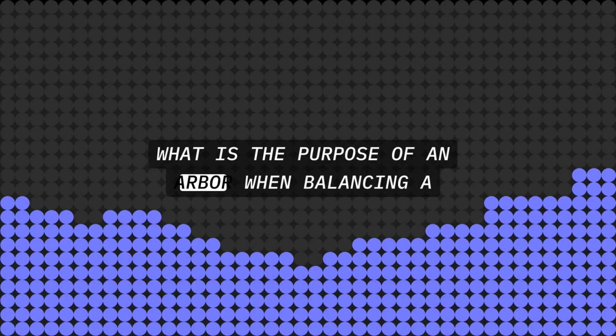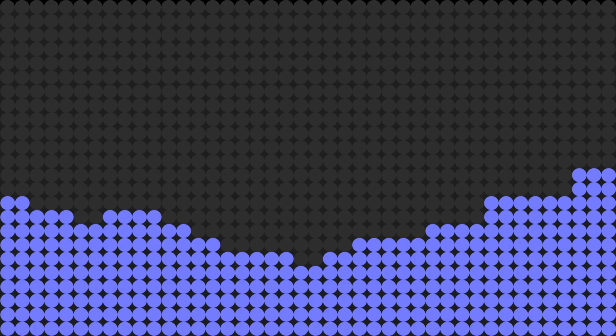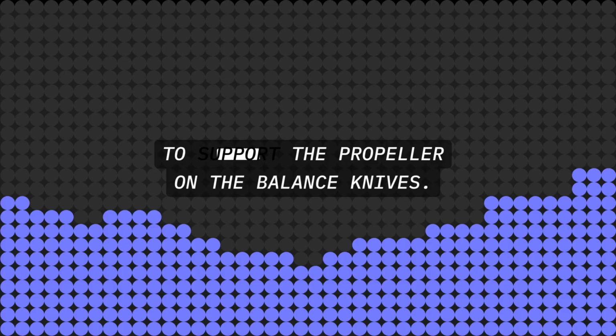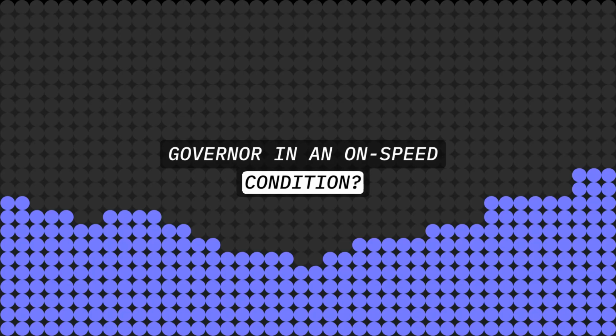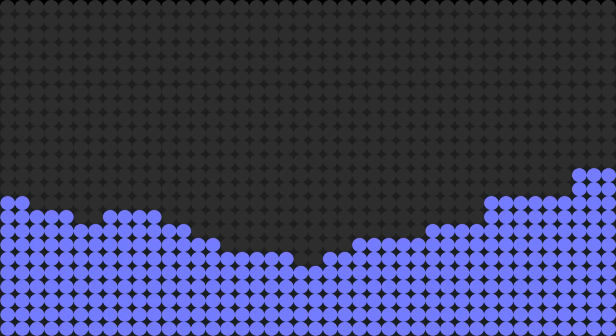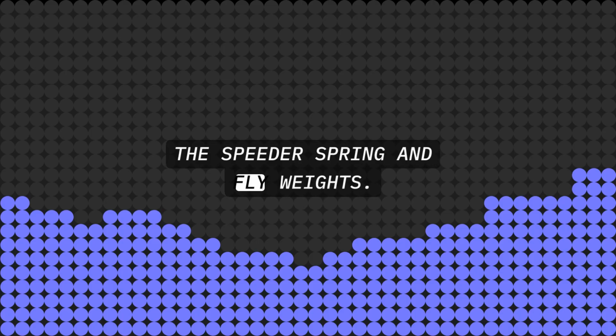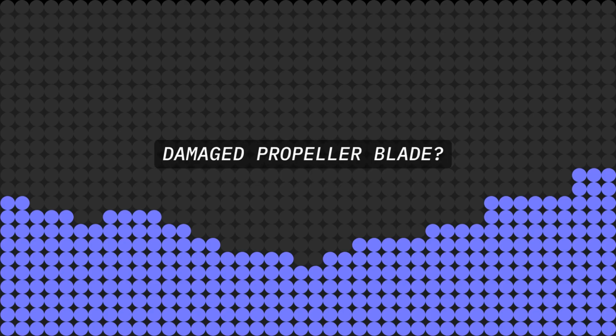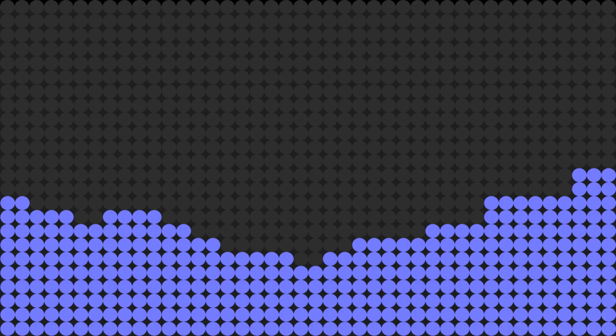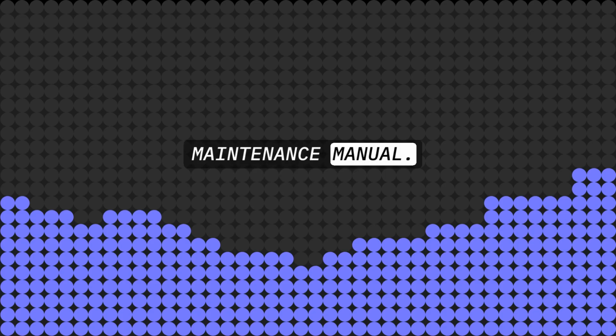What is the purpose of an arbor when balancing a propeller? To support the propeller on the balance knives. What two forces are balanced in a propeller governor in an on-speed condition? The speeder spring and fly weights. How do you determine the repairability of a damaged propeller blade? Reference the manufacturer's maintenance manual.